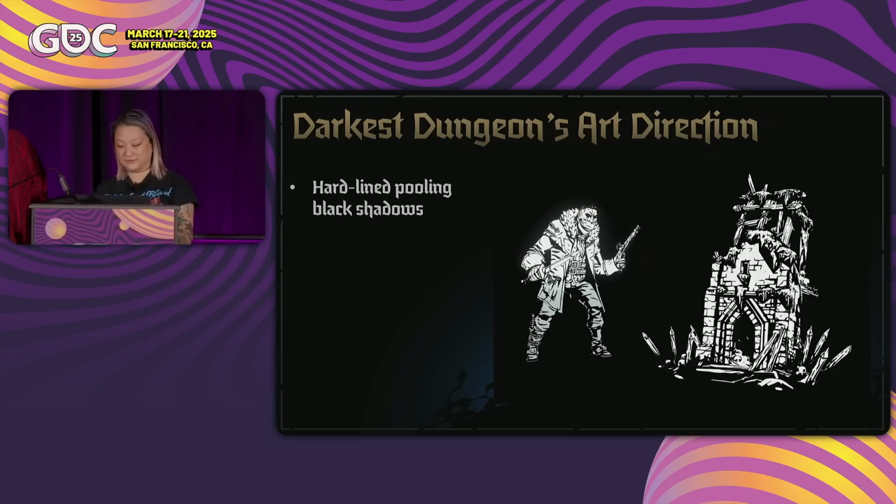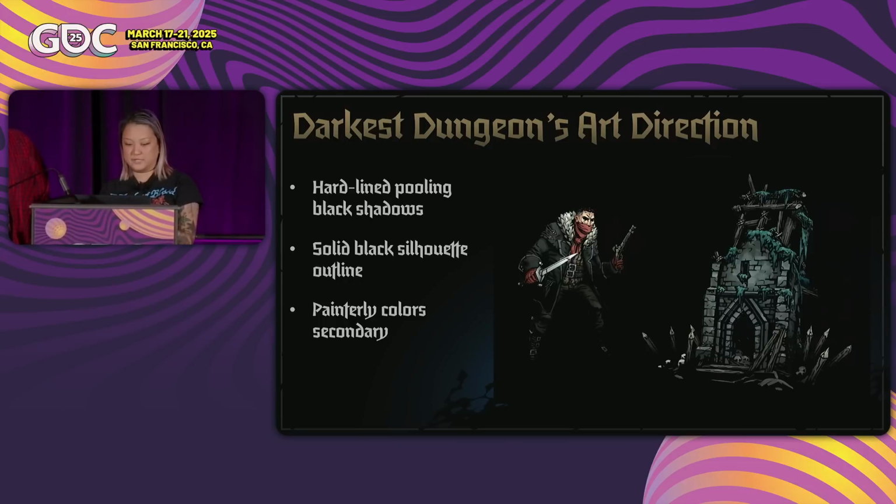After we've confidently established that, we make sure that we render solid black silhouette outlines across all of those assets to tie that stylization together. And then when it comes to colors, we take a secondary pass and apply them in a painterly fashion.